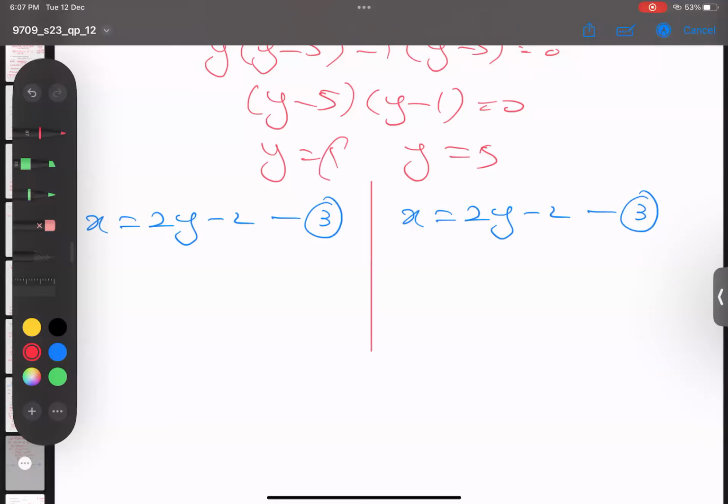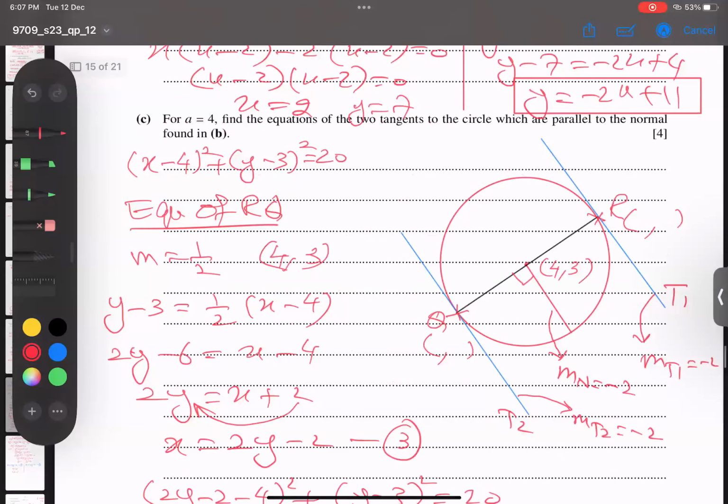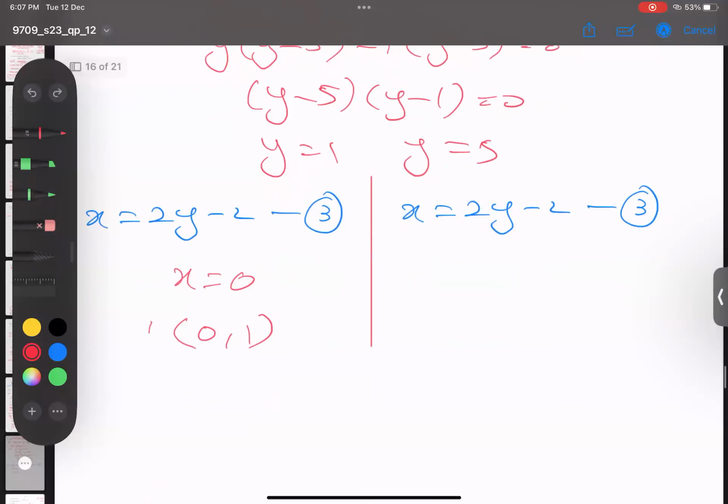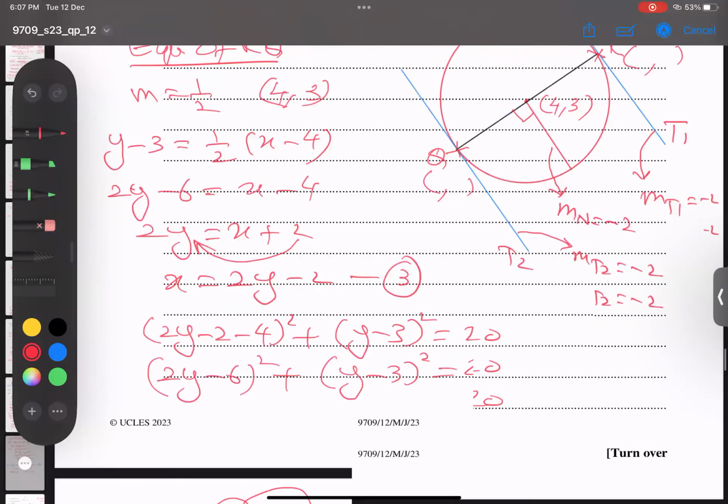So what is this? 1 comes here, and I get x. So 1 plugged in here, I got 0. So x is 0, y is 1. This is the Q coordinate. Then I plug in 5 here. 5 twos are 10, so out of 10, 2 is gone, x is 8. So x is 8, y is 5, which is the R coordinate. Hold on, where is the R coordinate here?